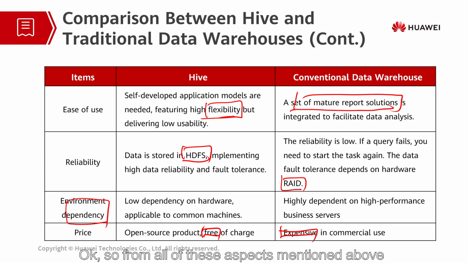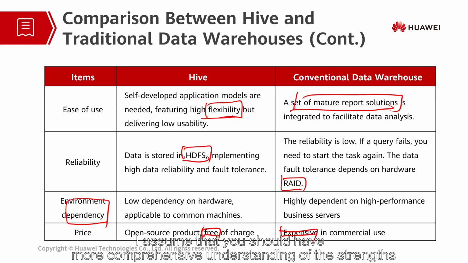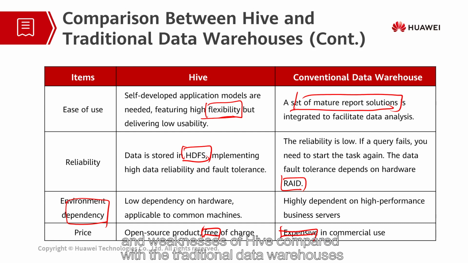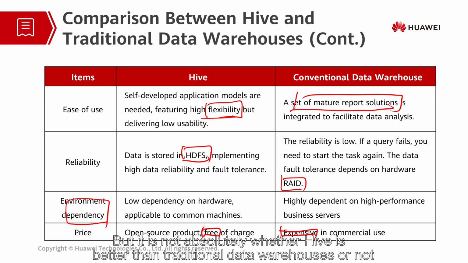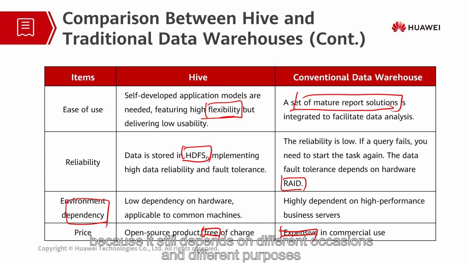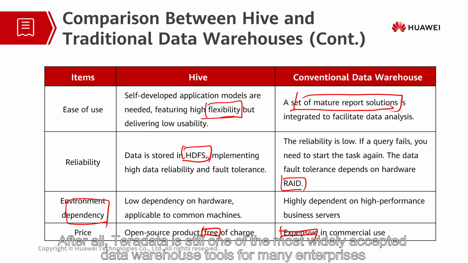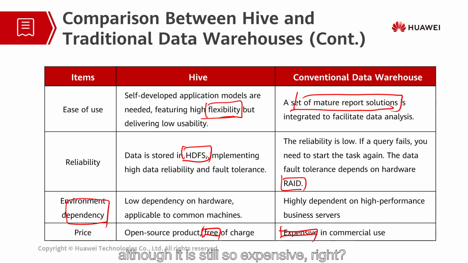Okay, so from all of these aspects mentioned above, I assume that you should have a more comprehensive understanding of the strengths and weaknesses of Hive compared with traditional data warehouses. But it is not absolute whether Hive is better than traditional data warehouses or not, because it still depends on different occasions and different purposes. After all, Teradata is still one of the most widely accepted data warehouse tools for many enterprises, although it is still so expensive, right?